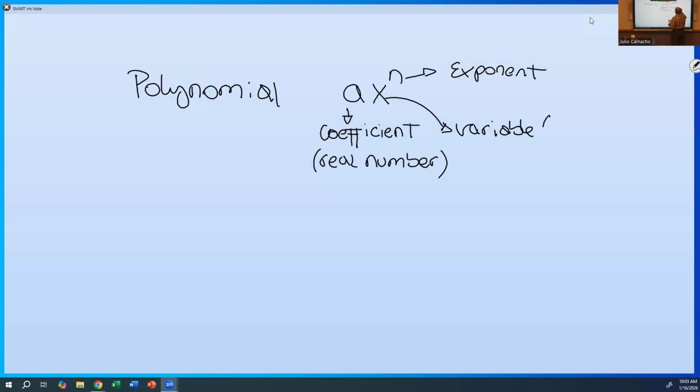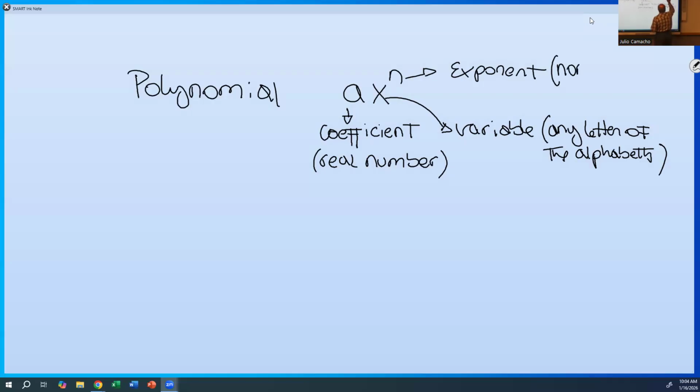A variable is any letter of the alphabet, any letter. You can put any letter there. I know normally you see the X and Y because we do a lot of work in the X and Y plane, but that doesn't mean that's the only letter you can put there. You can put a W if you want as a variable. And then n is a non-negative power.